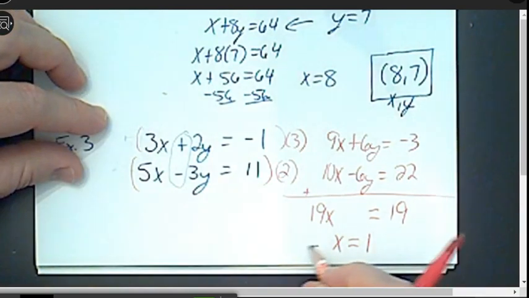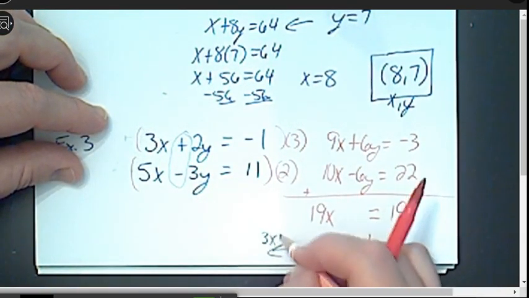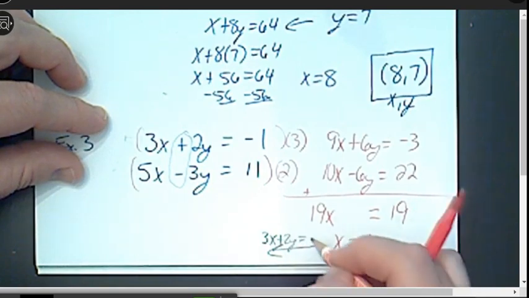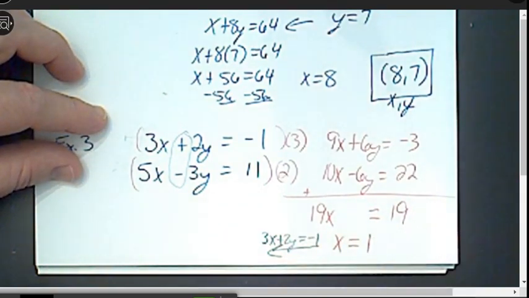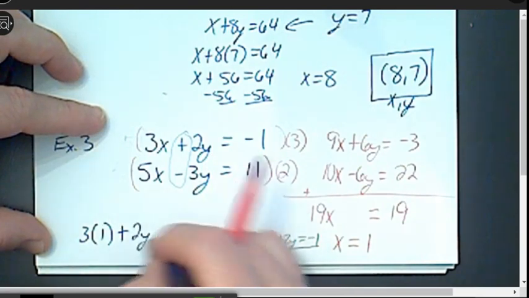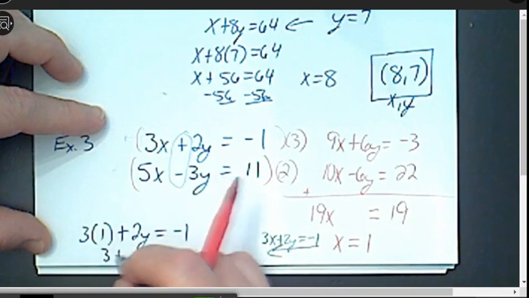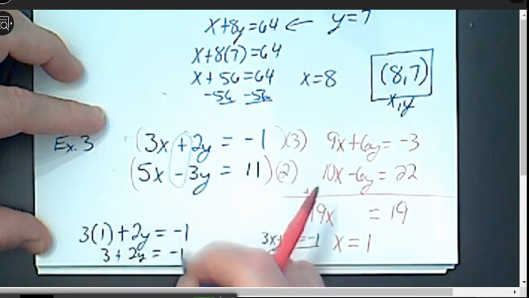Okay, and again, pick any equation you want to plug it into. I'm going to say for this one, let's go into 3x plus 2y equals negative 1. So it's going to be 3 times 1 plus 2y equals negative 1. That's 3 plus 2y equals negative 1.